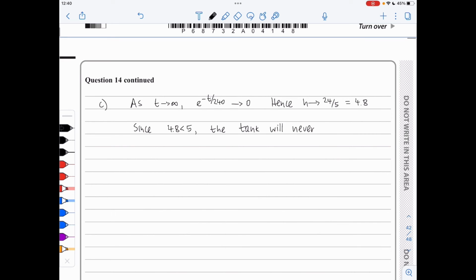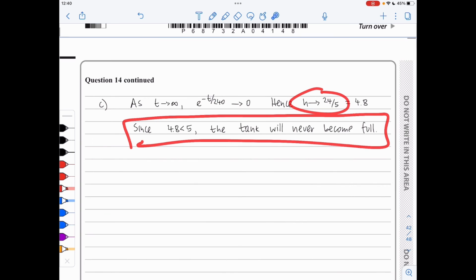We need to give a reason. The reason is this limiting investigation as t goes to infinity, what happens to h, and therefore a conclusion at the end to complete the answer.